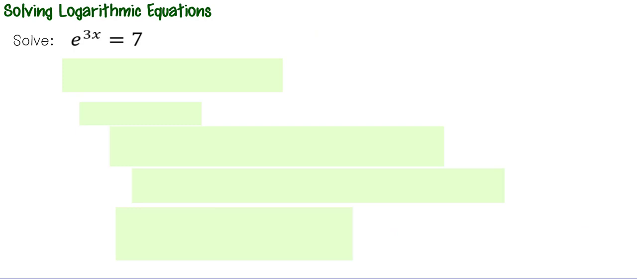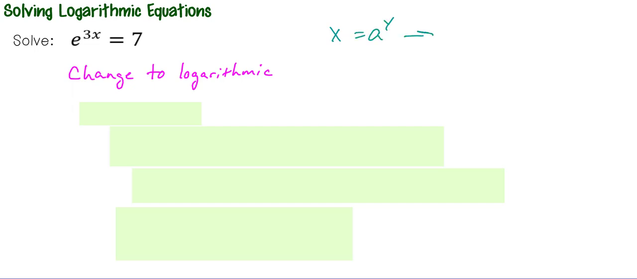And the last example is we're going to look at the exponential e to the 3x equals 7. And for this one, we want to look for an exact answer. And for an exact answer, you would use the logarithms. And that would be in your answer. So we want to change it to a logarithmic. So we're going to go backwards. That means we're going to go from x equals a to the y to y equals log base a of x.